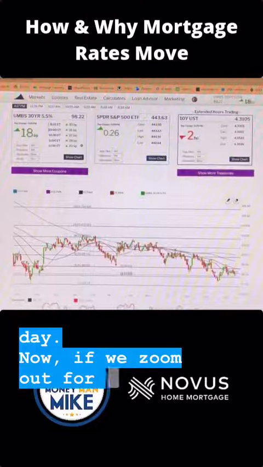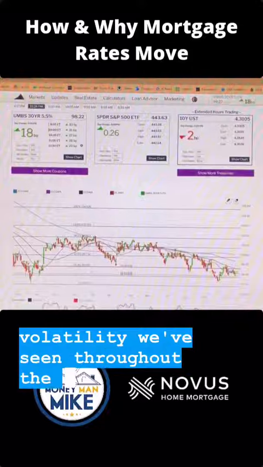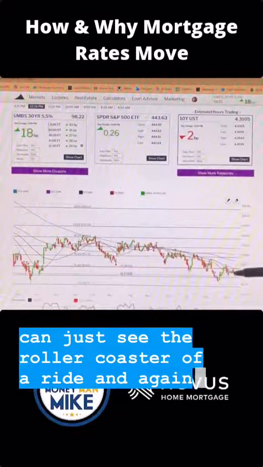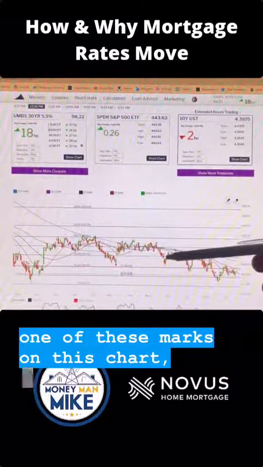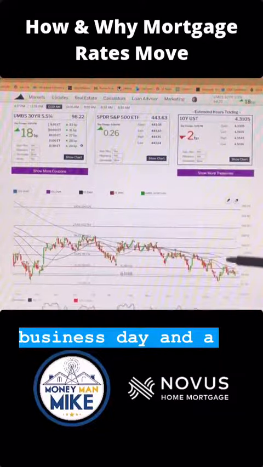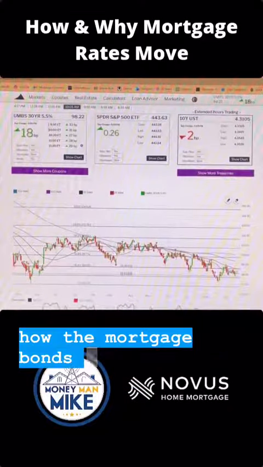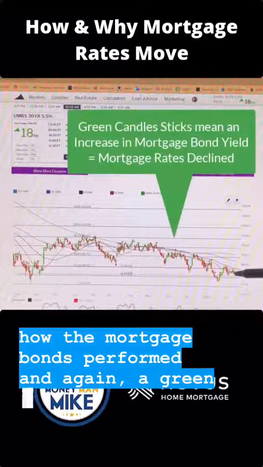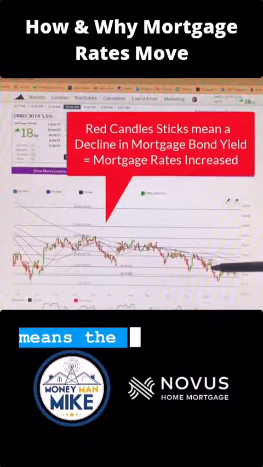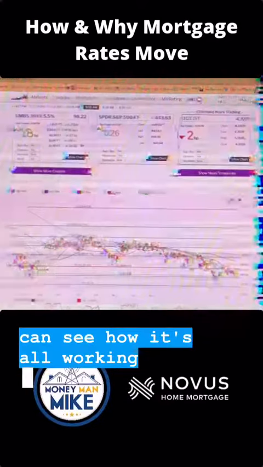Now, if we zoom out for a year, we can look at how much volatility we've seen throughout the last 12 months. And you can just see the roller coaster of a ride. And again, every one of these marks on this chart, green and red, represents a business day and an open day of trading on Wall Street and how the mortgage bonds performed. And again, a green candle means the bonds improved and rates went down, and a red candle means the yields decreased and mortgage rates went up. So you can see how it's all working.